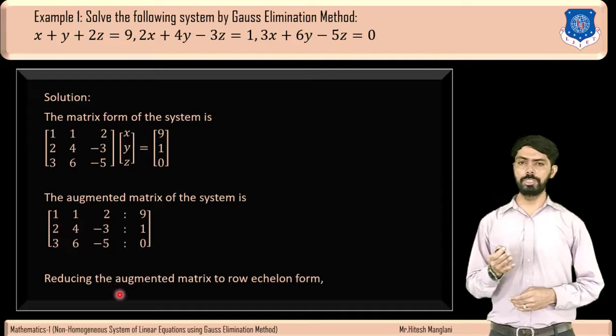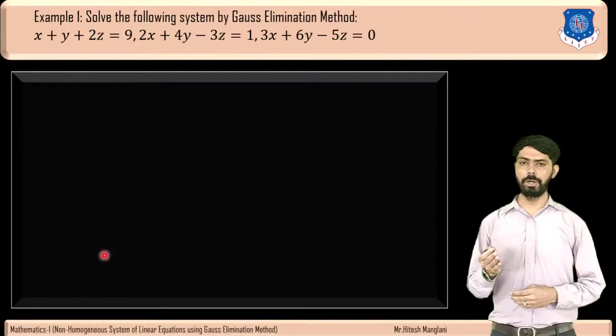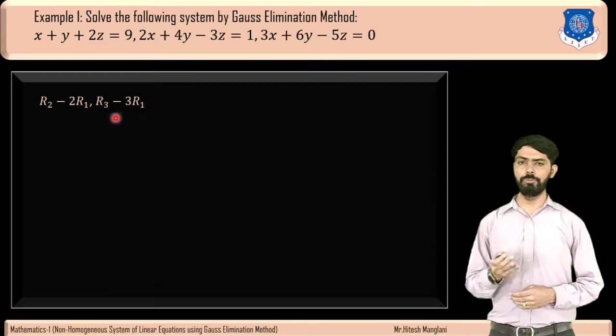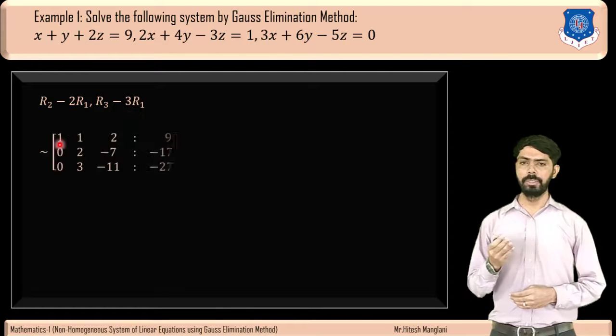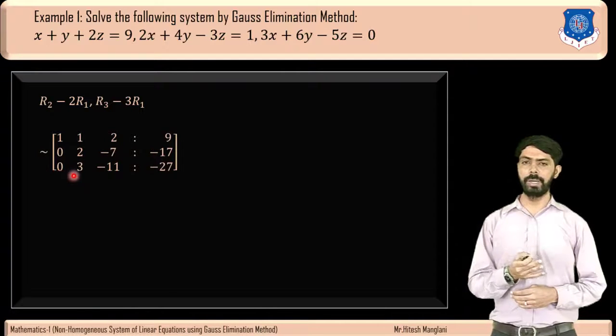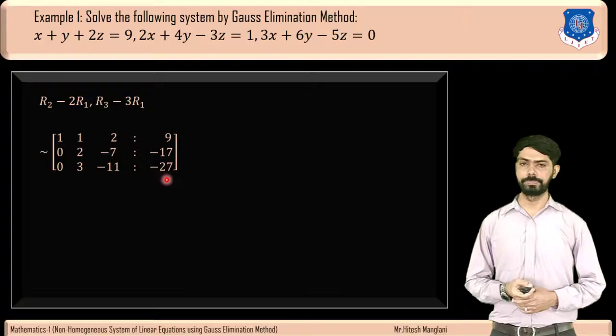So we will use these two row operations, that is R2 minus 2R1 and R3 minus 3R1. If we apply these two row operations, then the next matrix will be [1 1 2 9], then [0 2 -7 -17], and then [0 3 -11 -27].